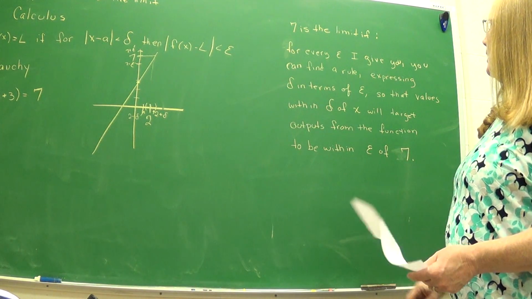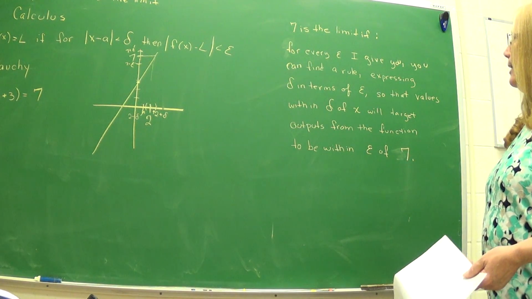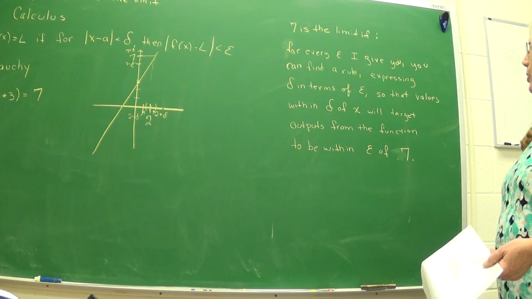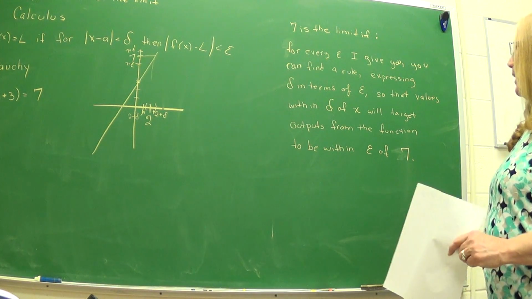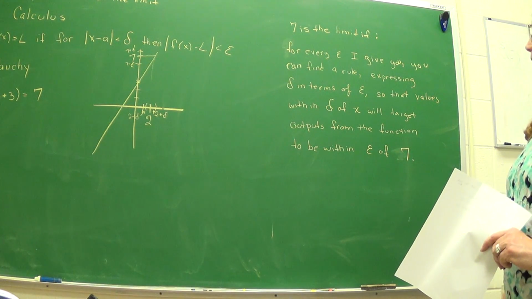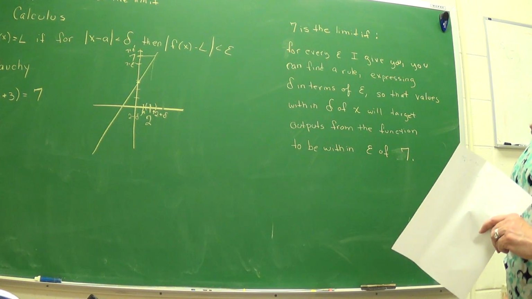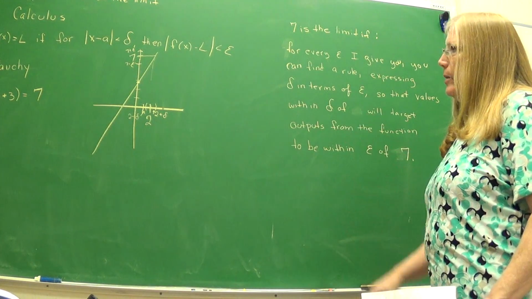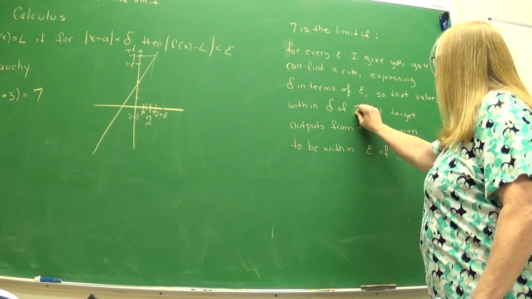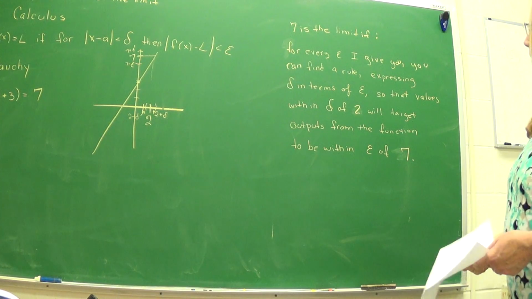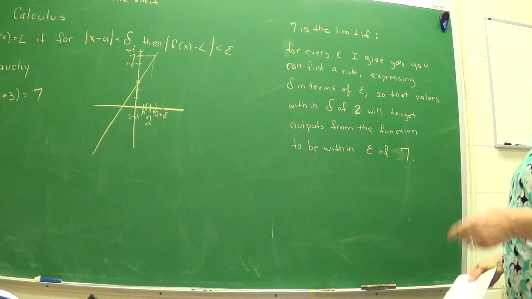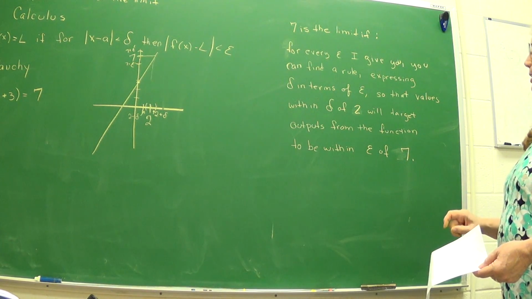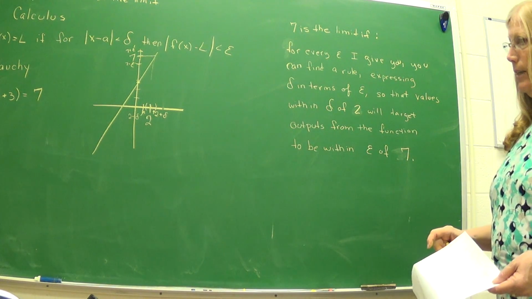For every epsilon I give you, you can find a rule expressing delta in terms of epsilon so that values which are within delta of x will target outputs from the function to be within epsilon of 7. This shouldn't be x. What should it be? In this case, where x is approaching 2. So that'll be specific for this case. So that values within delta of 2 will target outputs from the function to be within epsilon of 7.